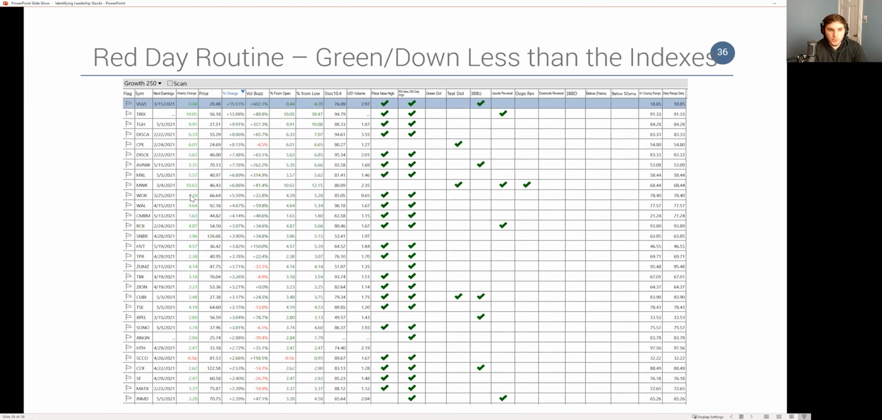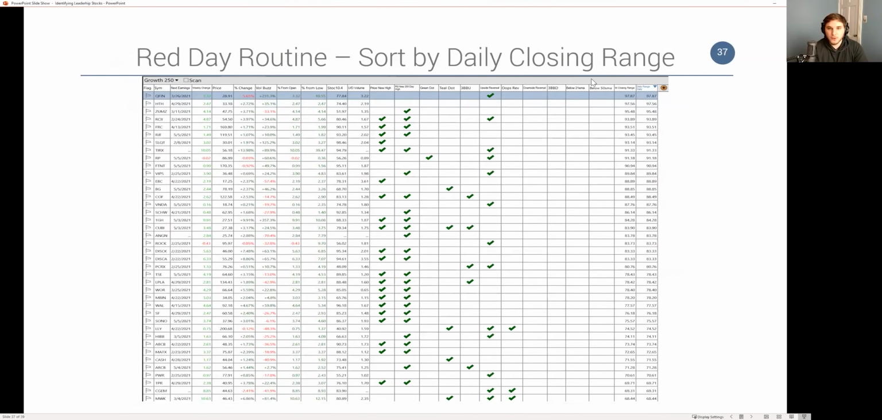But all of this isn't created equal because you want to also keep in mind the closing range, and 18% is pretty poor. That means it moved all the way up much higher than 20.48 and finished, even though it was up 15%, pretty low within its range. So I also like to look for and sort by the daily closing range within my overall watch list.